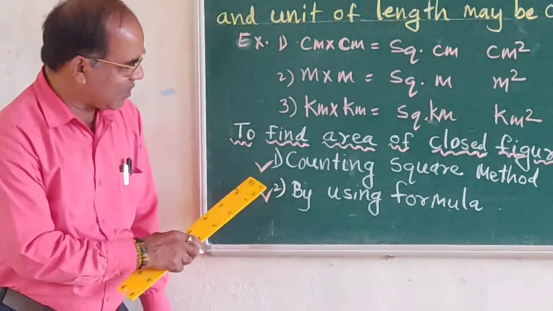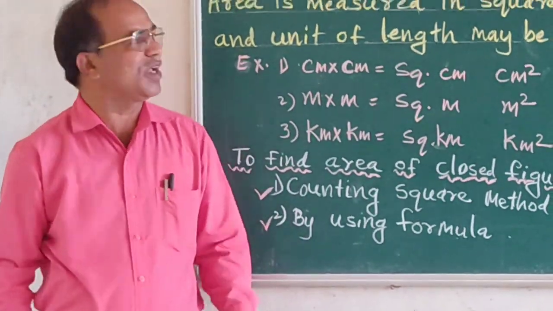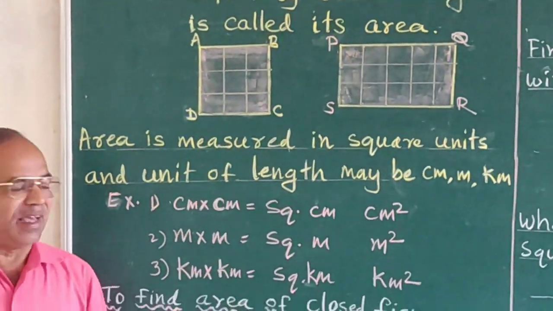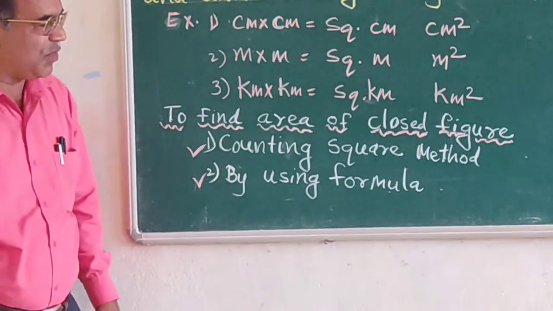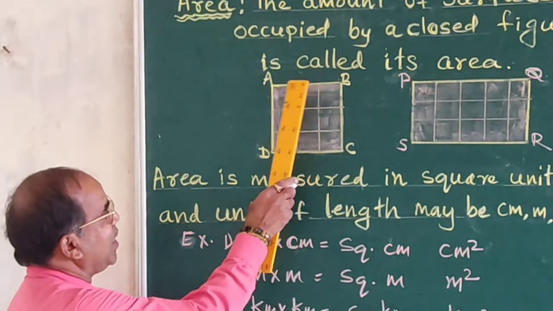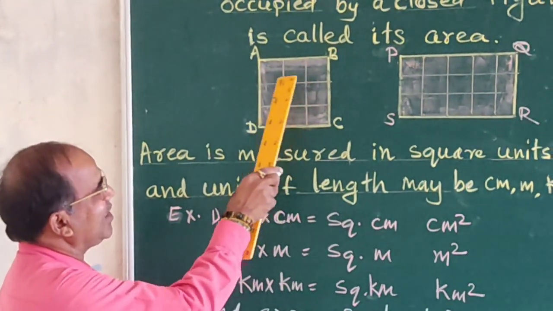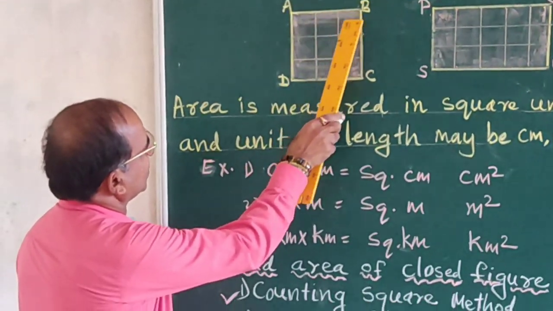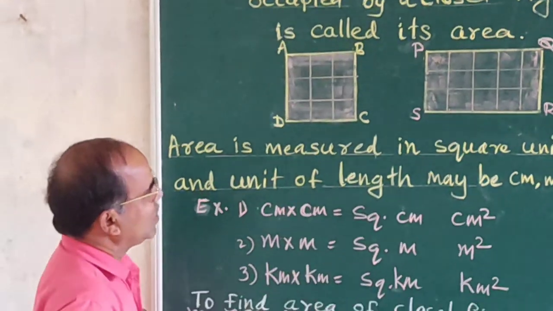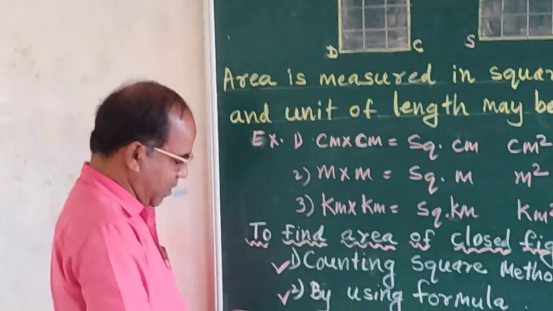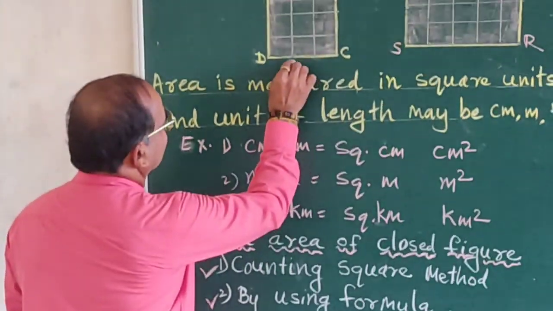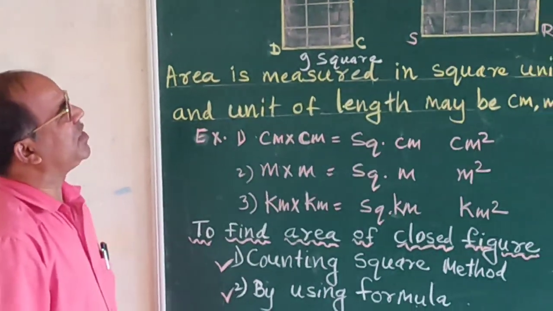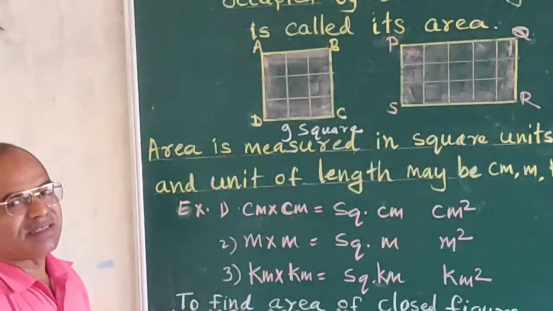Now we will discuss how to find the area of a closed figure. You can see two closed figures given here, one is a square and another is a rectangle. The first method is the counting square method. You can see A, B, C, D in this figure. This figure is divided into equal squares. There are 1, 2, 3, 4, 5, 6, 7, 8, 9. So the area of this figure will be 9 square. What is the area of this ABCD? That is 9 square.